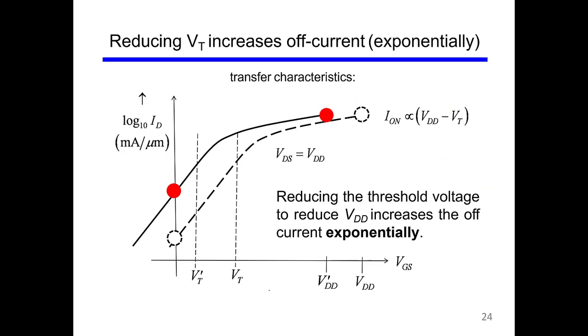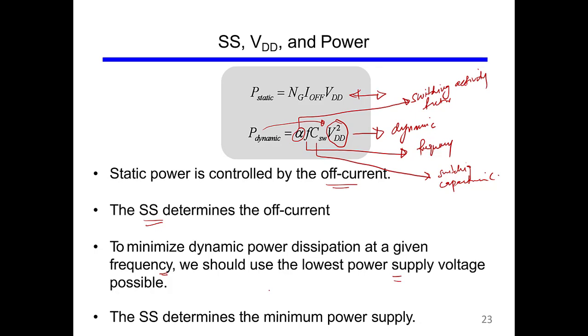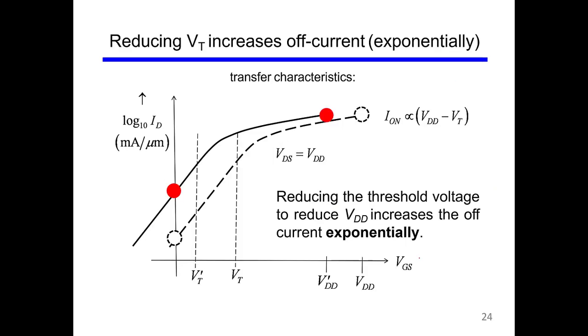Reducing VT also increases the I off current. So what that means, so let's come to the last point, which is this sub-threshold swing determines the minimum power supply voltage. What that means? In order to explain this, let's go to the slide.